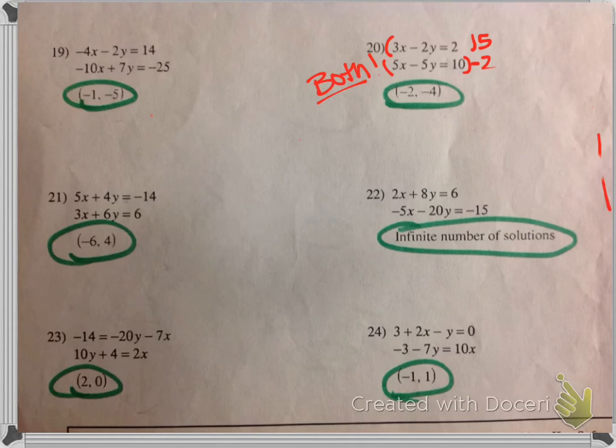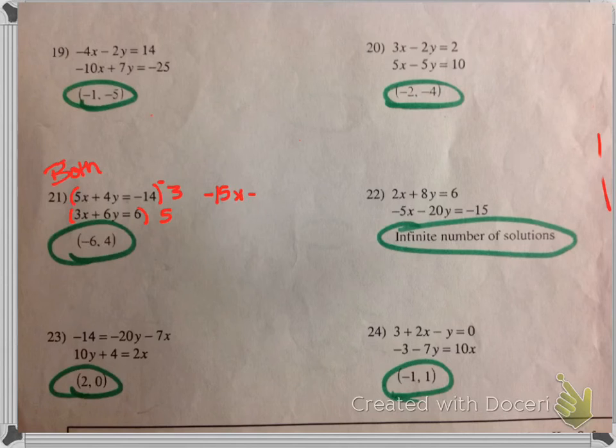Alright, 21. So again, it's a both equation. So I have the choice of putting 5 and 3 to 15 or 4 and 6 to 24. I'm choosing the 5 and 3. They're the same sign, so that means I need to change one of them. So I'm going to make the 3 negative. You could make the 5 negative and still be okay. So negative 15x minus 12y equals a positive 42. 15x plus 30y equals 30.